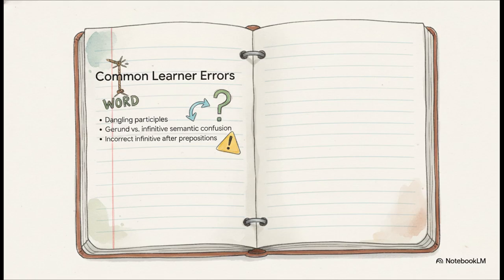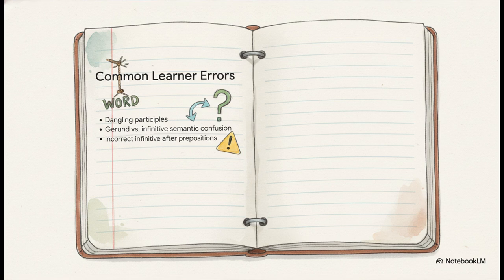Imagine one of your students writes an essay, and they are heavily relying on incorrect infinitives after prepositions. For example, they write, I am interested in to learn. This is a classic L1 interference error, and it's especially common for native speakers of Romance languages, where prepositions are routinely followed by infinitives. By mastering the strict taxonomy we've just been talking about, educators can explicitly target and correct the root cause of these structural misunderstandings, rather than just endlessly treating the symptoms.